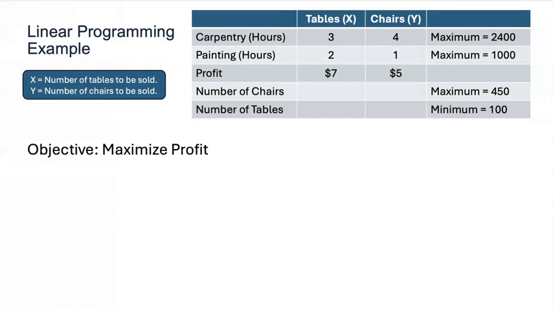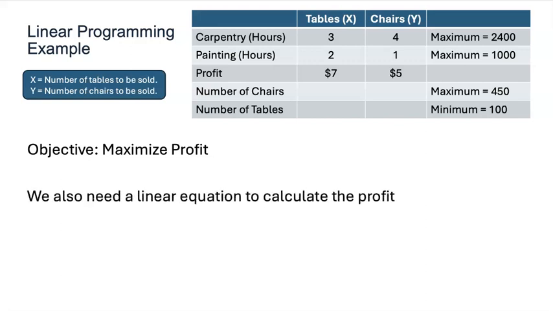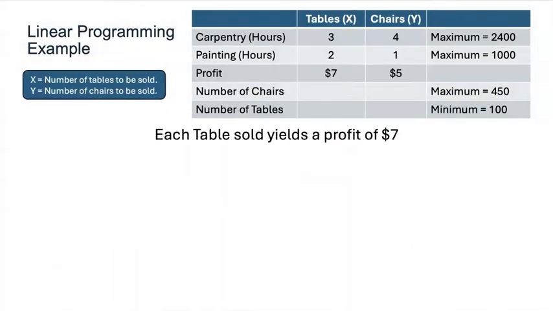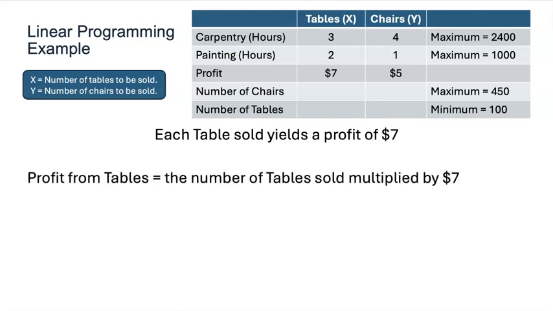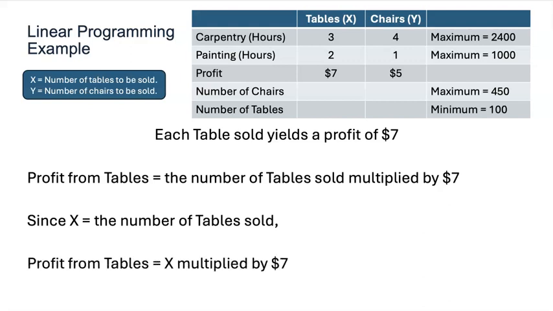So let's go. Objective, maximize profit. Now how do we calculate profit in this case? Each table sold is a profit of $7. So the profit from tables only would be the number of tables sold multiplied by $7. 1 table, $7, 2 tables, 14, and so forth. Since X represents the number of tables to be sold, the profit from tables is X multiplied by 7, and that gives us profit from tables 7X.